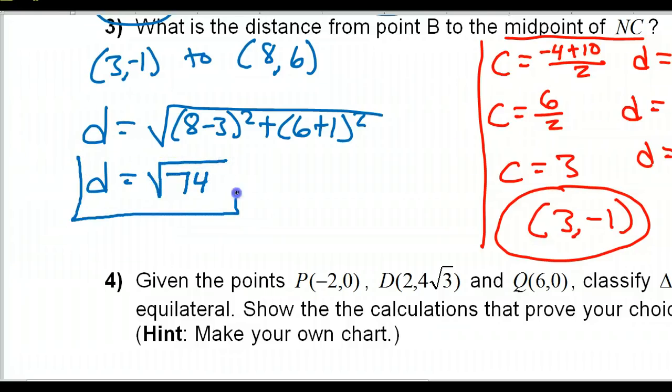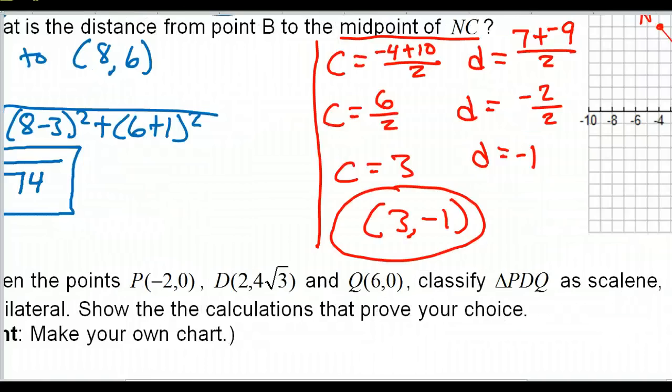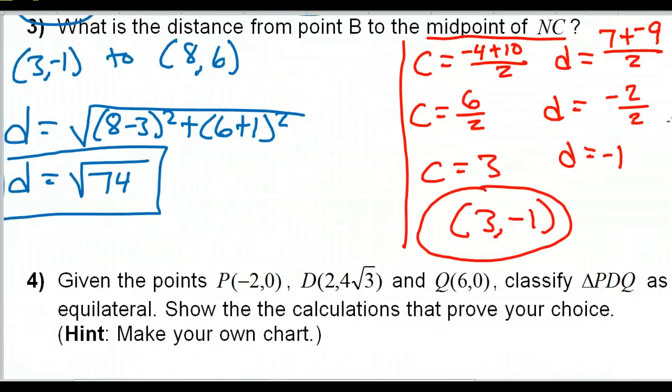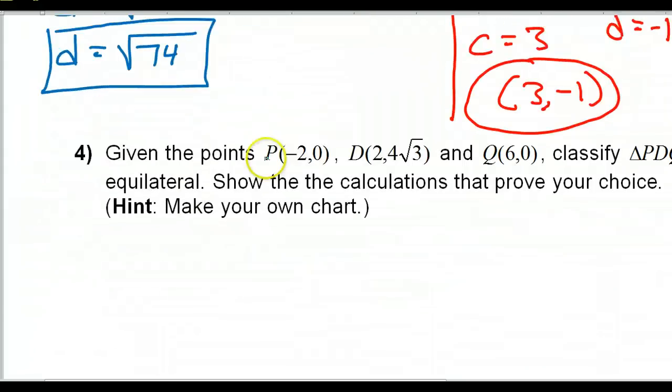So that is the distance from point B to the midpoint of NC. From point B being (8, 6) to the midpoint of NC, which was (3, -1). That is how you do that.